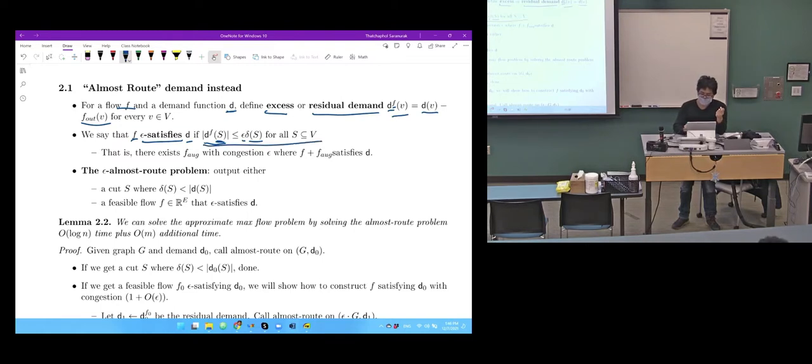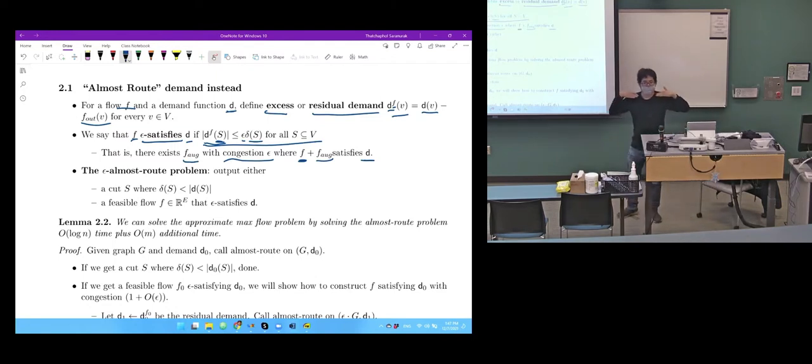And just from this definition, what does it mean? It means that there exists a way to augment this flow. There exists F-aug with congestion at most epsilon, such that if you augment F with F-aug, then this satisfies the demand. So it's possible to increase the congestion of F by another flow, by just epsilon, to make it satisfy the demand exactly.